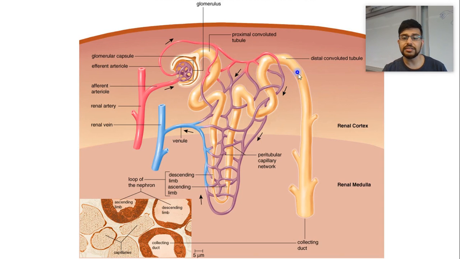Lastly, the DCT is going to connect to the collecting duct at the very end. The collecting duct has all these spouts, which are connecting from other nephrons. These are collecting into the renal pelvis and then into the ureters themselves.